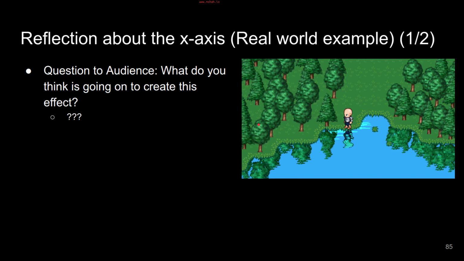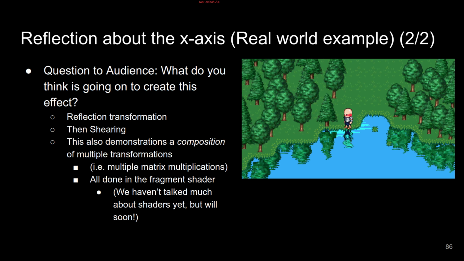Okay, so here's an example for you to think about for a moment. Real world example. So here's some game. What do you think is going on to create this effect here? We've got this character and some things going on. What sort of transformations? If you've paused and taken a moment to think about that, that's great. There are multiple ways you could do it, but it looks like the scene's being reflected. So if you think of this character falling into the water here, that would reflect him like a reflection from water.